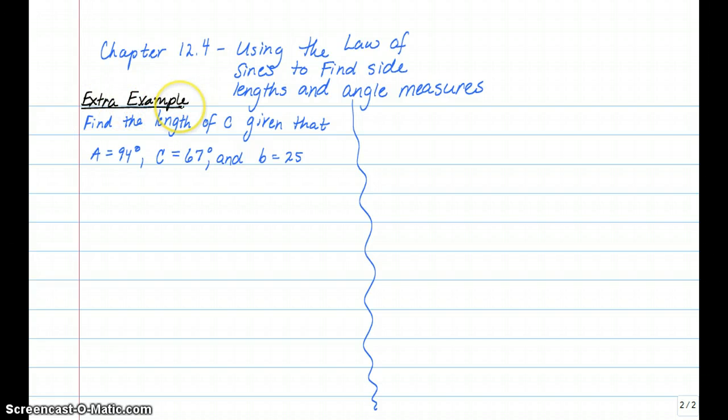The problem says, find the length of C given that A is 94 degrees. That's angle A, or the vertex A. C is 67 degrees. And the side length B is 25. Well, if you have a 94-degree angle, you know it's obtuse. Not by much, just slightly beyond a right angle. That's probably even too much.